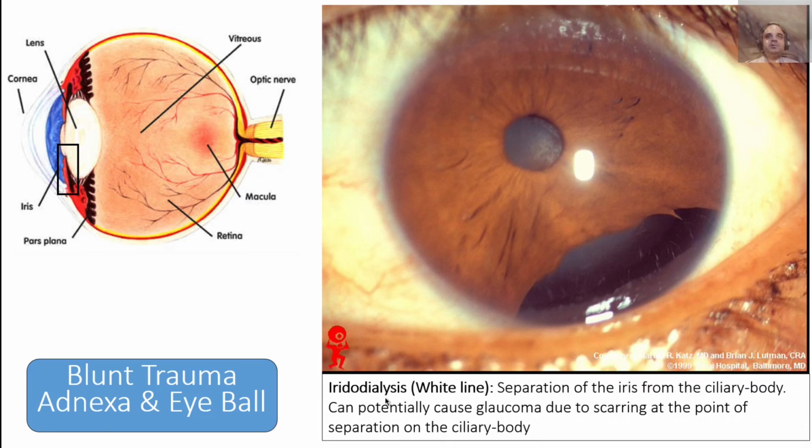Dialysis means to separate, and you must have heard the term dialysis in reference to renal failure. Renal dialysis basically means to separate, because you are separating waste products through that dialysis machine. So dialysis means to separate. And the problem here is that when the iris separates, it can scar the ciliary body. And because the iris was forming a part of the anterior chamber angle structures, once it is detached and it causes inflammation, it can actually block the angle in the area of the dialysis.